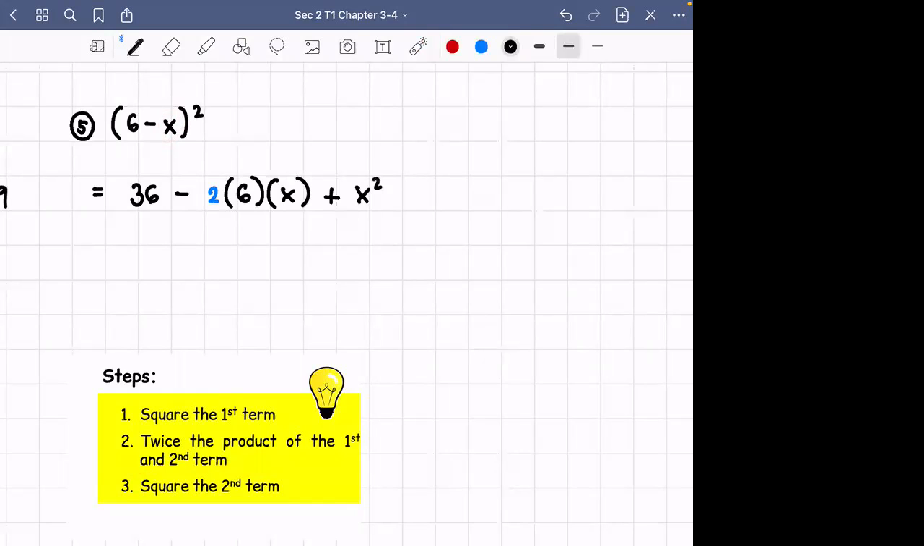So getting the final answer, we have 36. What is the second term? 2 times 6 times x, so this is 12x, plus x squared. So that's it.